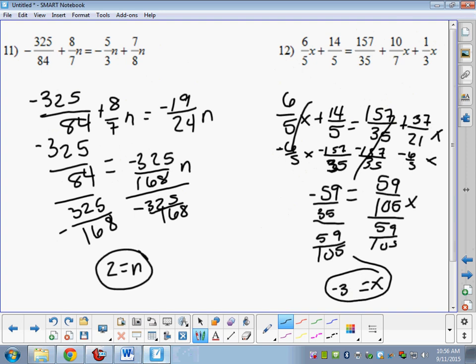So in 11 and 12, I don't want you to be worried about it. I just want you to realize fractions will work the exact same way anything else will. We just need to use technology to help us figure out what those are.